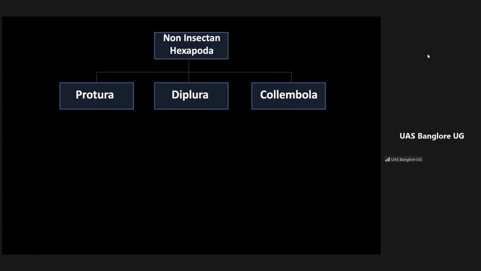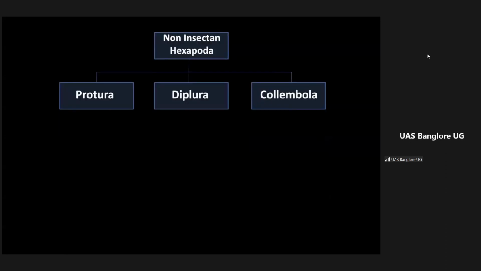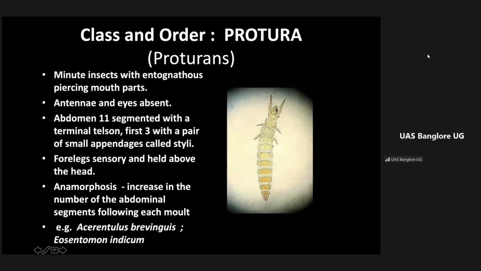Here afterwards, I'll be giving a few characters which you should be able to remember. Coming to the class and order Protura, we call them proturans. They are very, very minute insects. If you want to collect them, you have to collect them in the leaf litter. Very, very tiny fellows: minute insects with entognatous piercing mouth parts. Ento means internal. For all these 3 groups, the mouth parts are internal. Because of that, we do not put them under the insects.